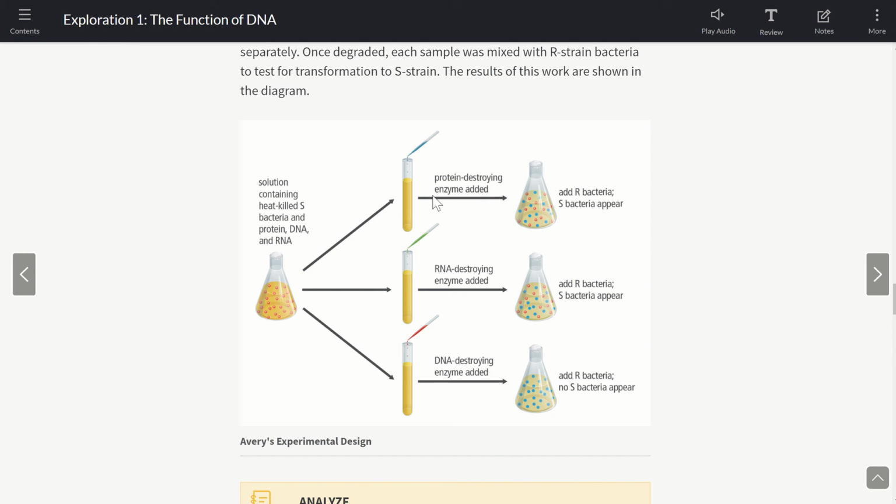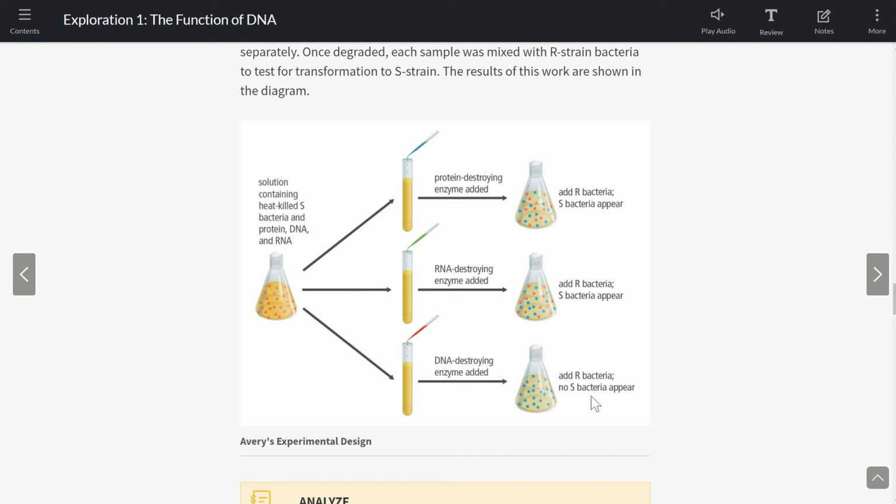So all of the protein in this first test was gone, but we still saw living S bacteria show up. In other words, the mouse still would have died because the transformation still would have taken place. Then he treated another one with RNA destroying enzyme, and the transformation still happened. There was still S bacteria, that deadly bacteria that showed up. Finally, he treated a third one with an enzyme that destroyed DNA, and no transformation occurred. All of the bacteria was the rough strain, which is not lethal, and no transformation process happened.